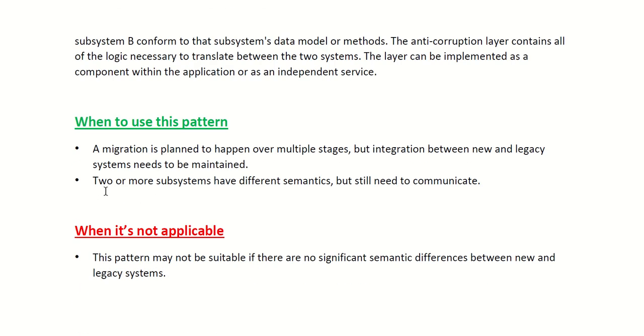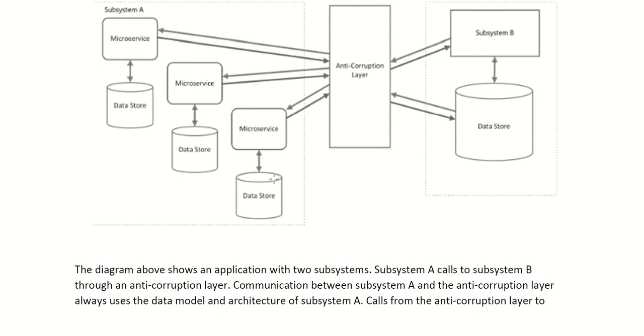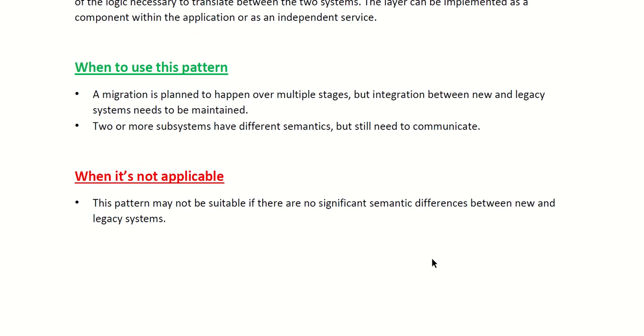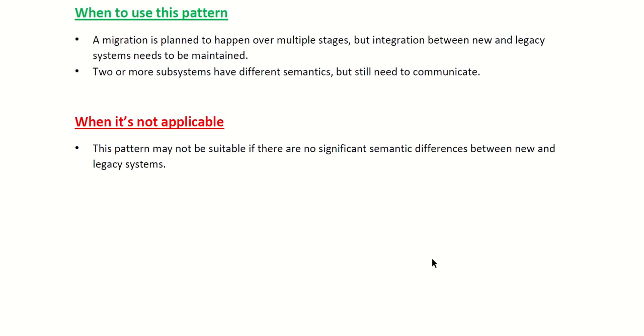Most important, guys, is this one: two or more subsystems have different semantics but still need to communicate. The semantics themselves are completely different between the two systems. Not only the protocol, it may be the messaging model, the architecture, or the functionality being provided by these two subsystems. When should you not use this pattern? It may not be suitable if there are no significant semantic differences between new and legacy systems.